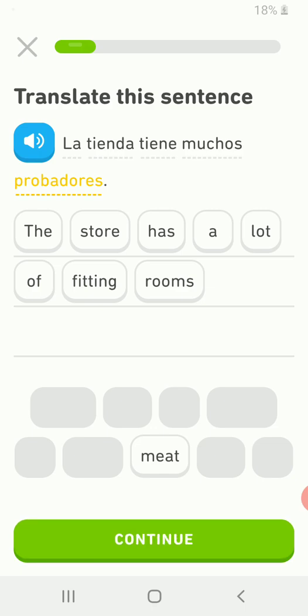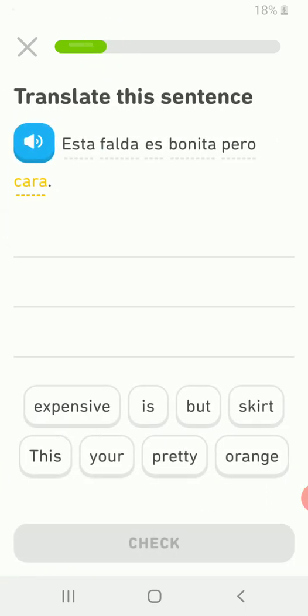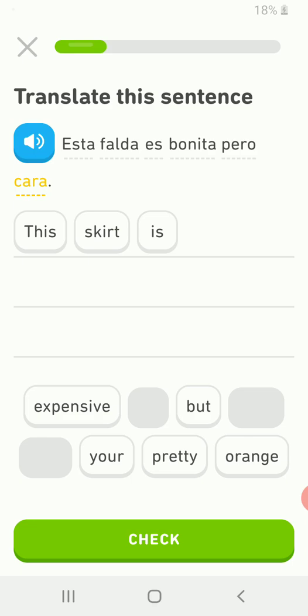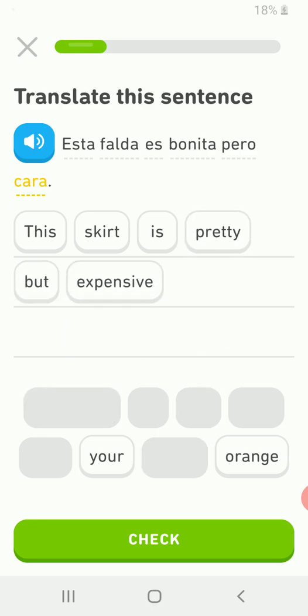We have: Esta falda es bonita pero cara. Translate this sentence. So this sentence is: esta falda es bonita pero cara. Cara is expensive. So how will you say this? This skirt is pretty but expensive.